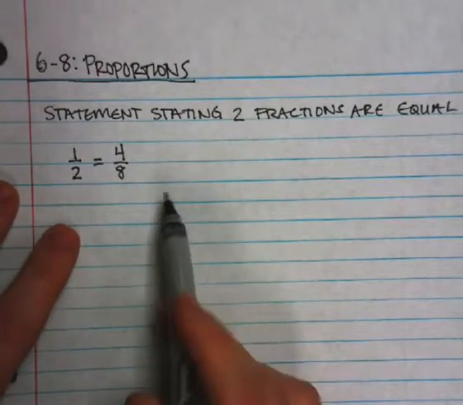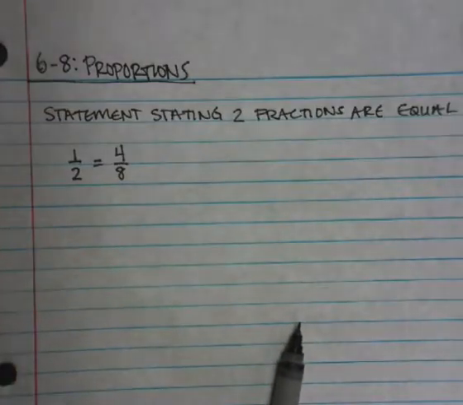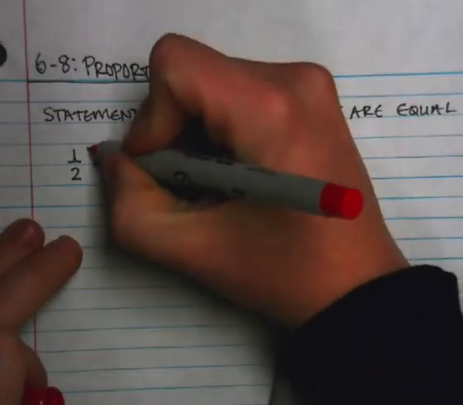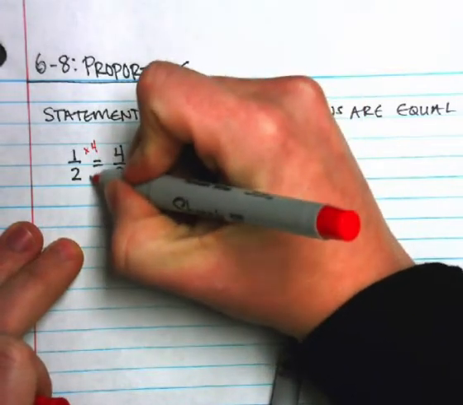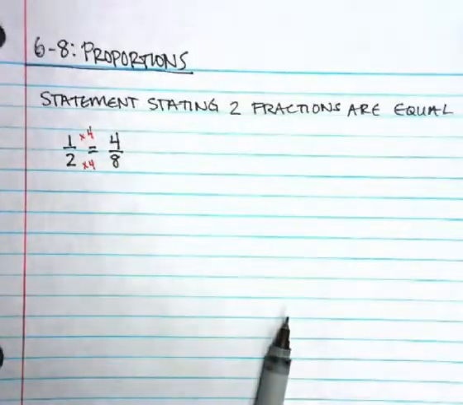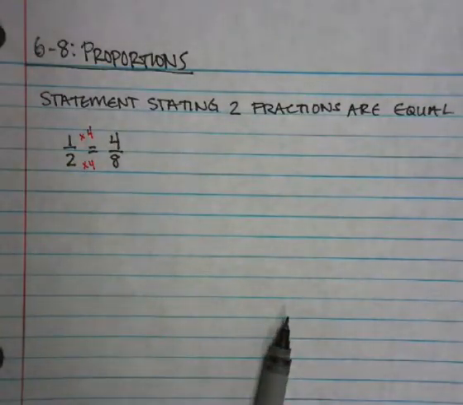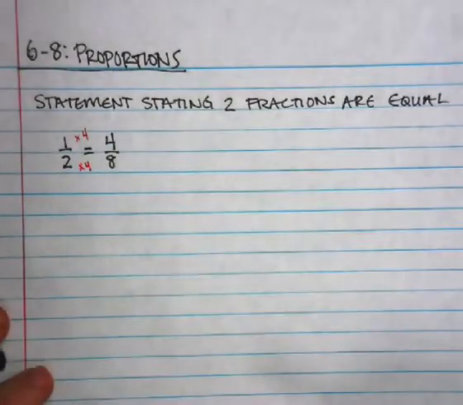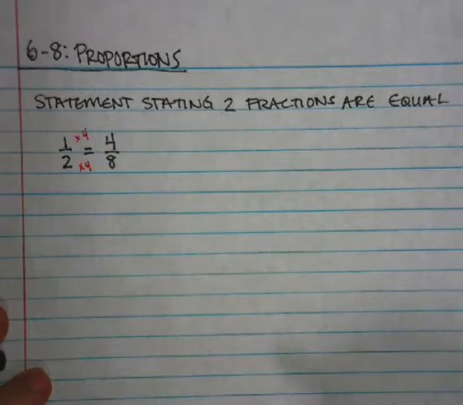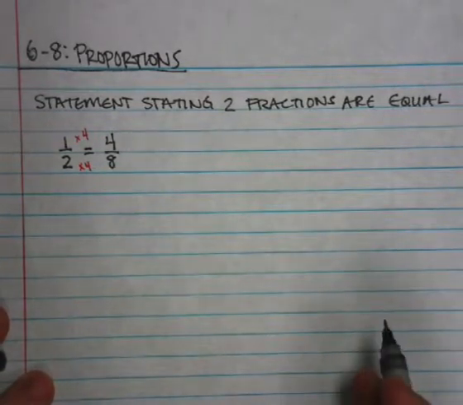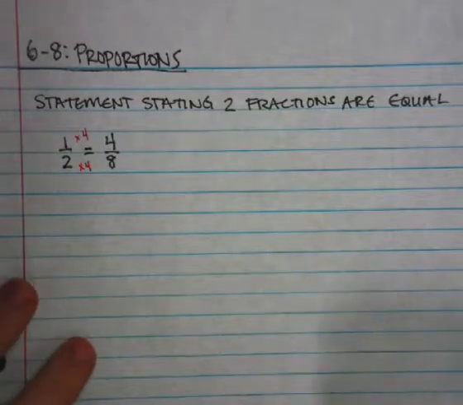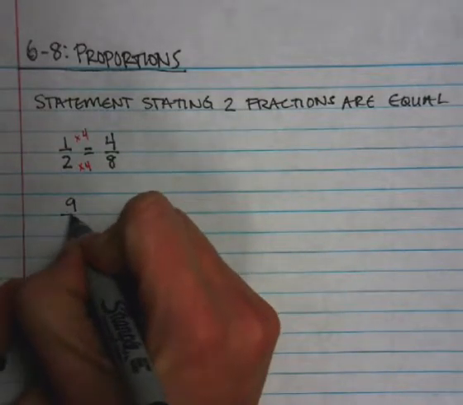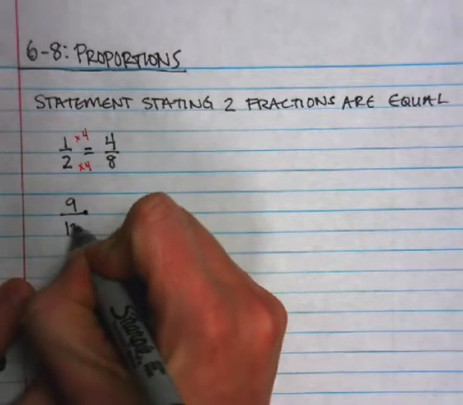This one is really easy for us to see because I know that, hey, I multiplied this by 4 and I multiplied this by 4, or vice versa. I divided this one by 4 and I divided this one by 4. So I did the same thing to one side and it became the other one, so that I know they're equal. So let's look at this statement here.